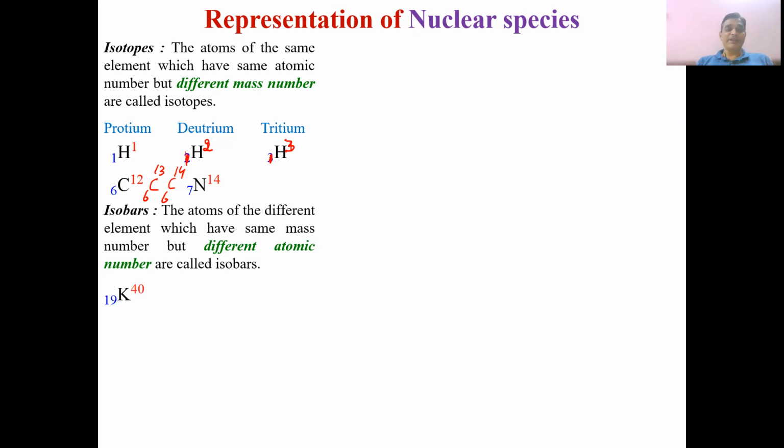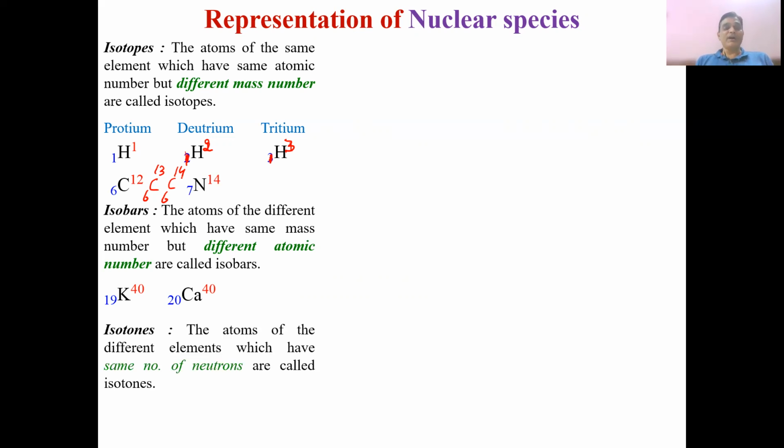Here the potassium 19-40 and the calcium 20-40, you can see both have the same mass number but they differ in their atomic number. So these are the isobars. Next one, isotones. The atoms of different elements which have the same number of neutrons are called isotones. For example, silicon 14-30 and phosphorus 15-31.